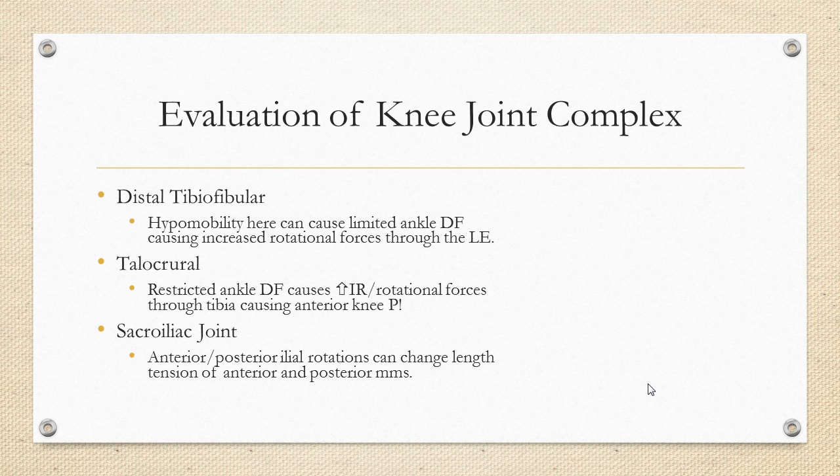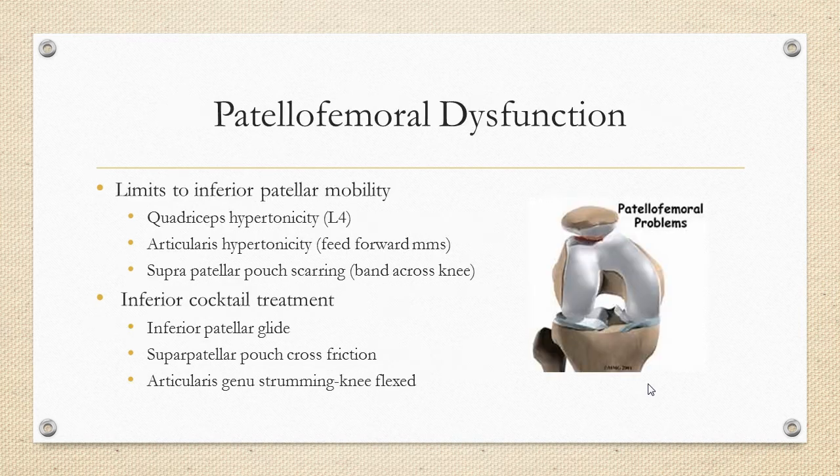And in the case of the knee, it's going to create more transverse type symptoms at the patellofemoral joint, in particular the patellar ligament. Sacroiliac joint we discussed in the lumbar spine component, but if we've got anterior or posterior iliac rotations, this can affect the length tension relationship of the quadriceps and the hamstrings, affecting strength and range of motion.